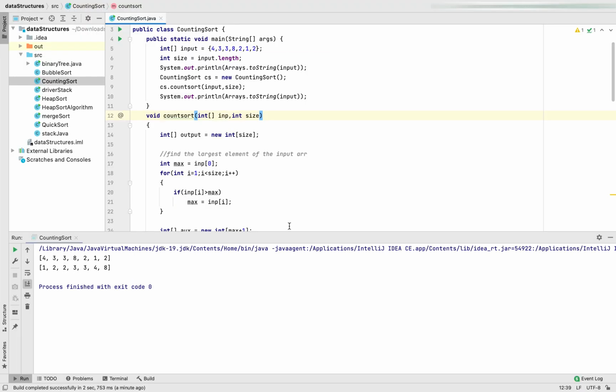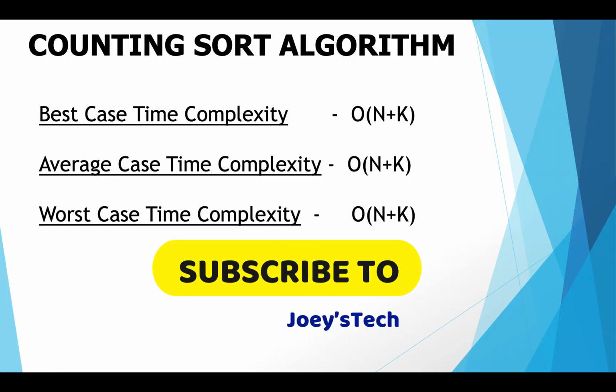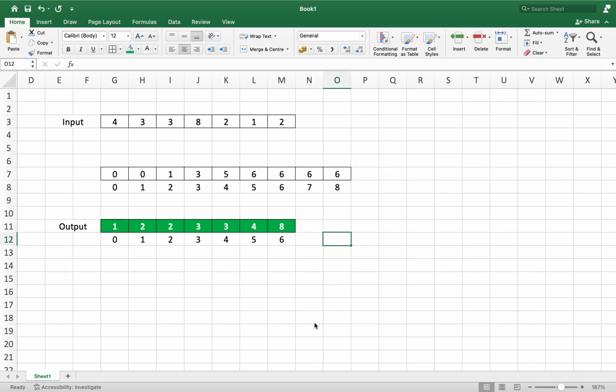Let's now look into the time complexities of the counting sort algorithm. The best, average and the worst case time complexities of the counting sort algorithm are the same, which is big O n plus k, where n is the number of elements in the input array and k is the range of input.